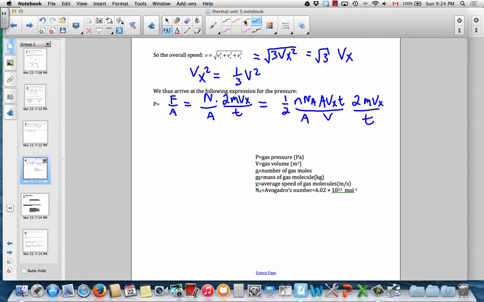And then we're multiplying by this, 2mvxt. Now there's a lot of stuff that cancels there. The area of the cylinder disappears, that's a good thing. Time disappears, that's a good thing. Now we better be careful. This is volume and not velocity, so let me make it look a little different here. And also the 2 disappears. There we are. And so we get, for pressure then, the only thing that survives is n, the number of moles, Avogadro's number, over the volume.